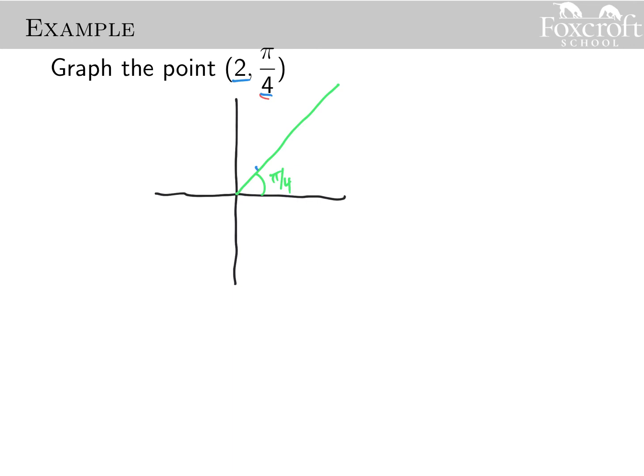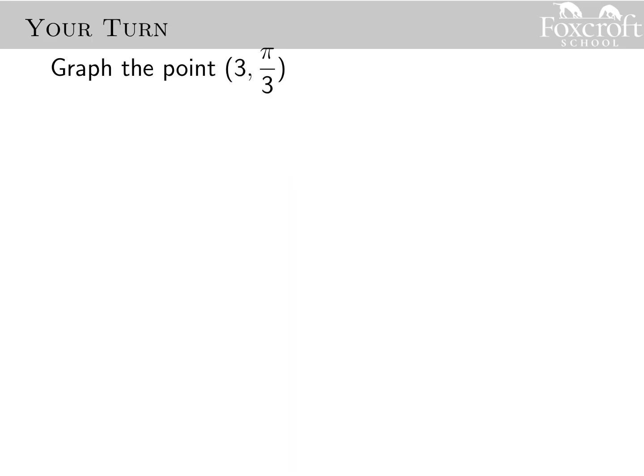So maybe a unit is that long, and I'm going 2 units. So this is the point that I'm talking about. All right, so (2, pi over 4) is that red point. I'm going along the pi over 4 angle 2 units. All right, so go ahead and try to apply that to this. Graph the point (3, pi over 3).